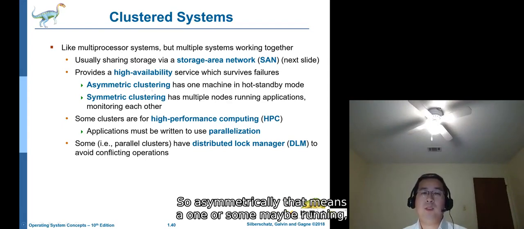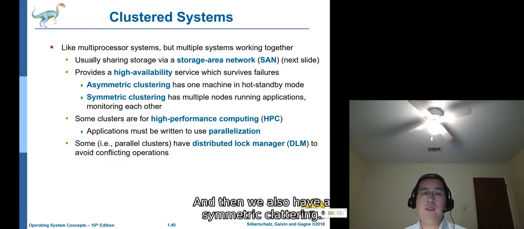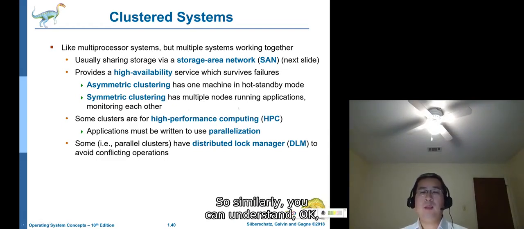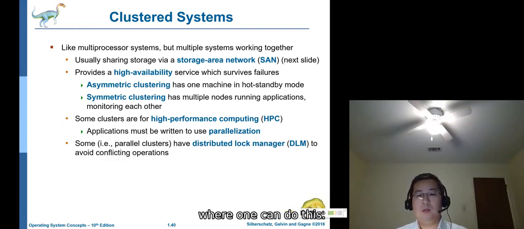So asymmetric means one or some may be running and others just ready to be run. So we call it asymmetric. Okay, and then we also have symmetric clustering. So similarly, you can understand. If we use symmetric clustering, each one can do general tasks.